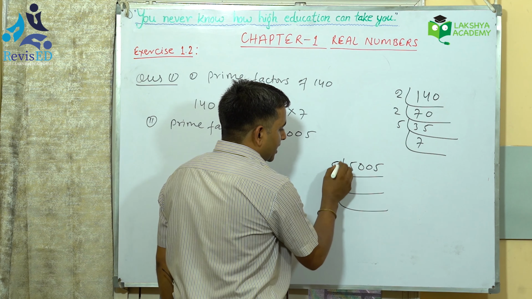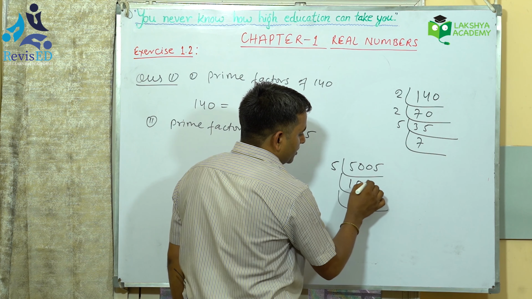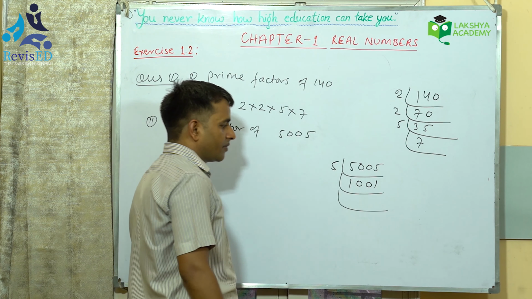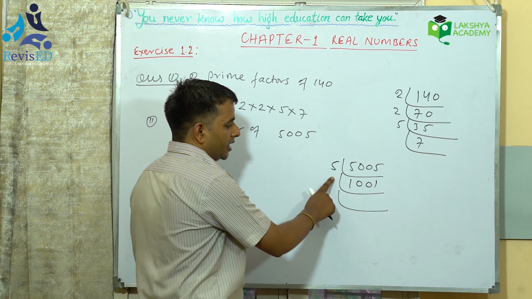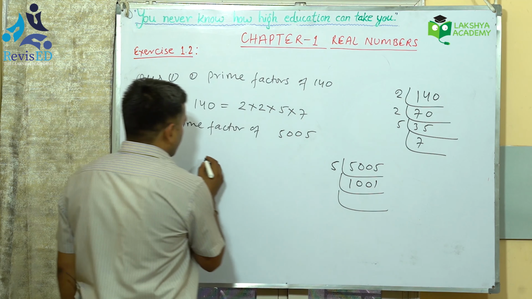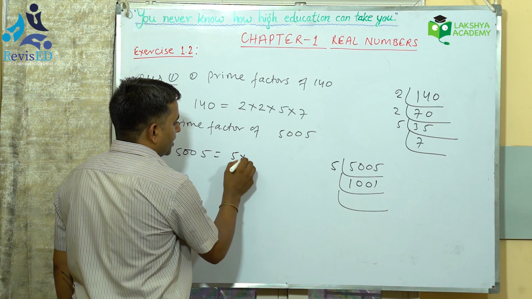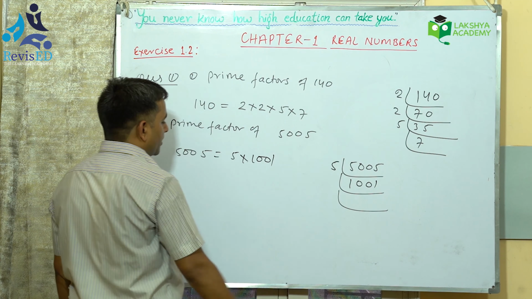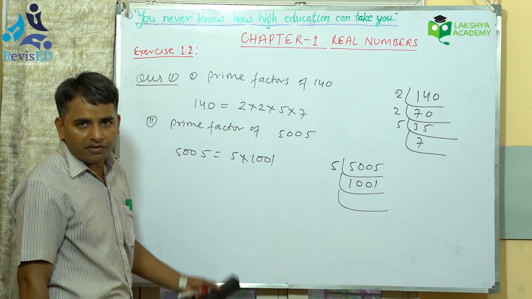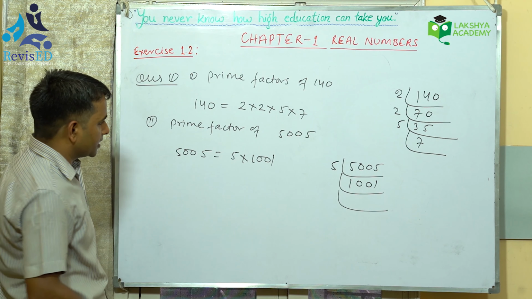We will go for the next higher, 5. 5 ones are 5, 0, 0, 5 ones are 5. Again it will not divide by 5, 6, 7 or 8. So the factors would be 5005 equals 5 into 1001. In a similar way we will find the prime factors of other numbers.